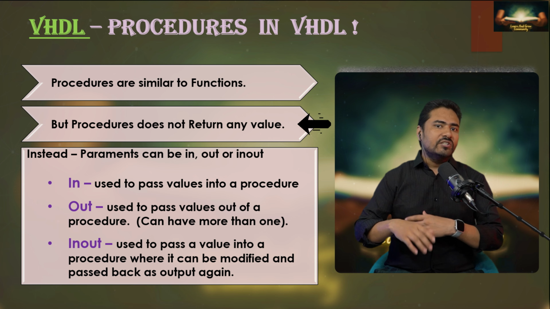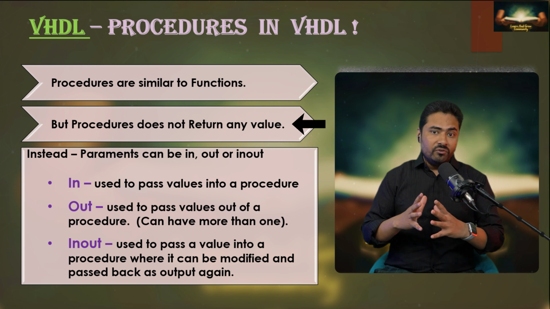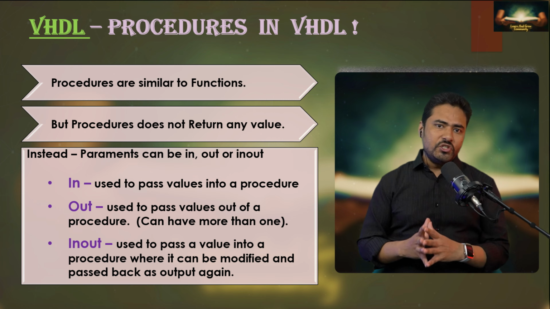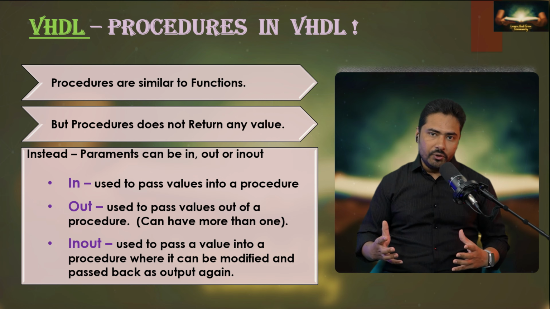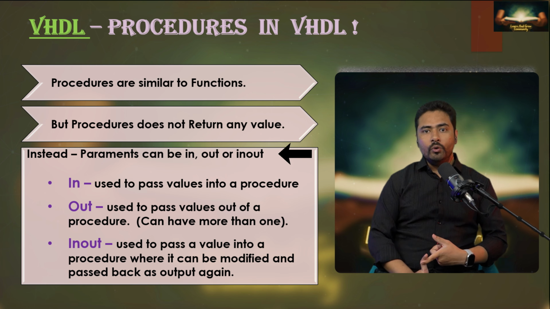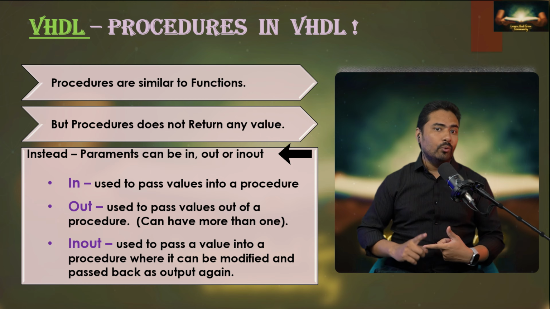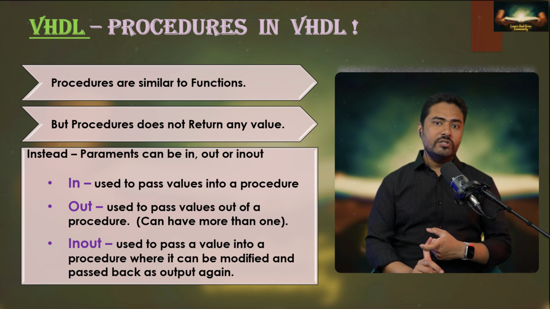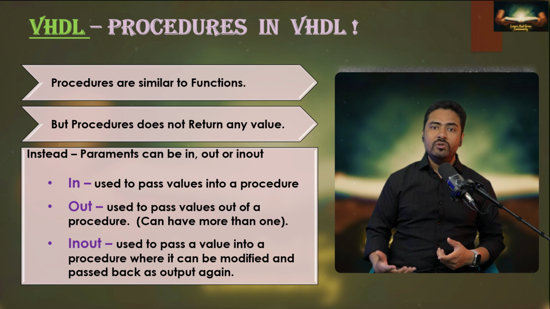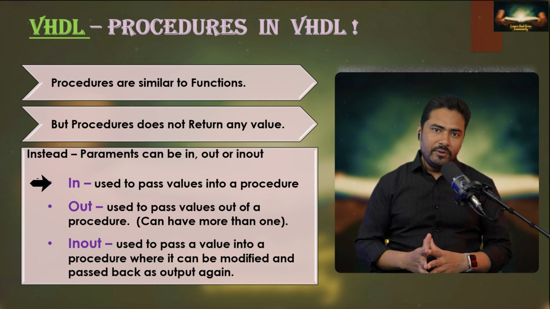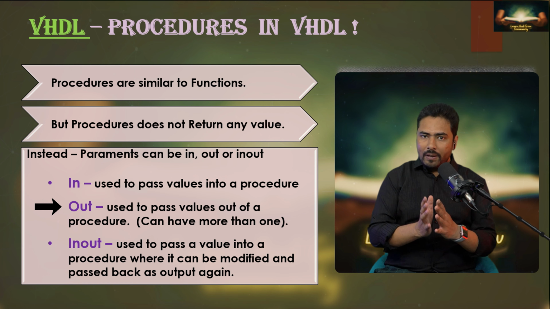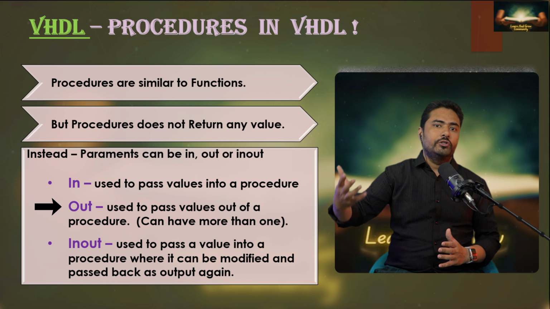A procedure does not return any value, but a function must return some value to the output. Function parameters are always input. However, procedure parameters can be input or output, or even in-out. That allows procedures to have more flexibility in processing data in and out of your procedure. Input parameters pass values into a procedure, and output parameters pass values out from the procedure.